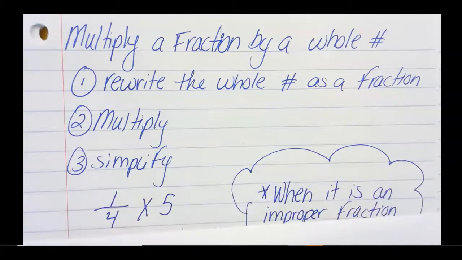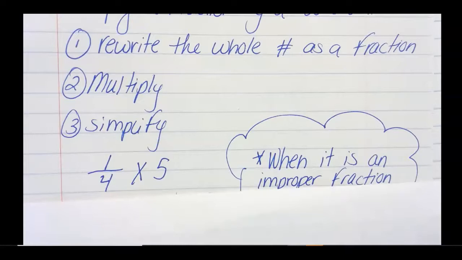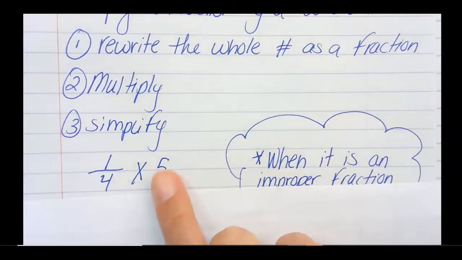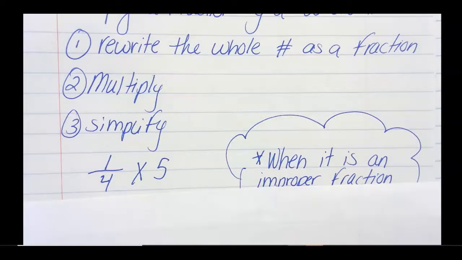So here's our example. Let's say you are making cookies, right? And it calls for 1/4 a cup of chocolate chips. For one batch of cookies, it calls for 1/4 cup of chocolate chips. But you're going to make 5 batches. So you're going to do 1/4 plus 1/4 plus 1/4 plus 1/4 plus 1/4, or just multiply by 5.